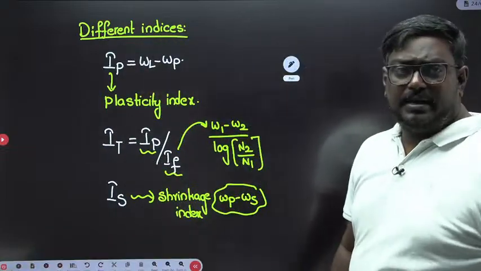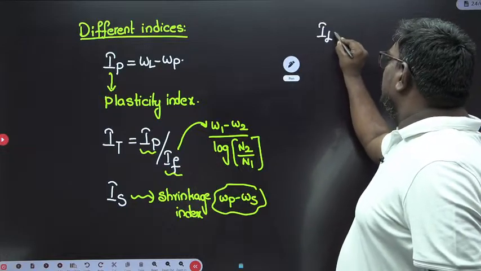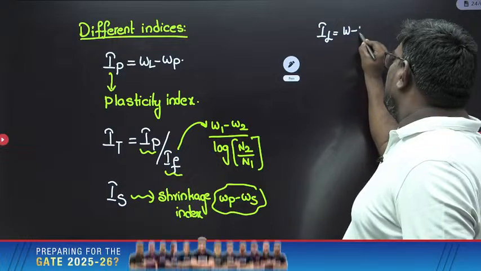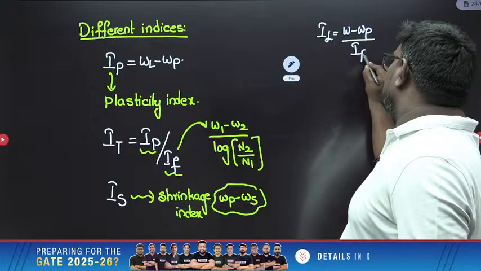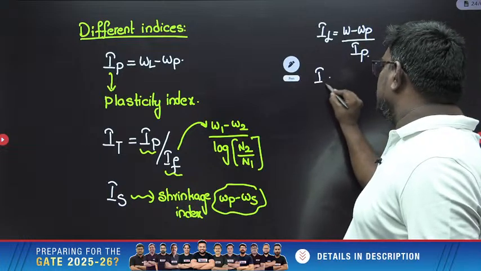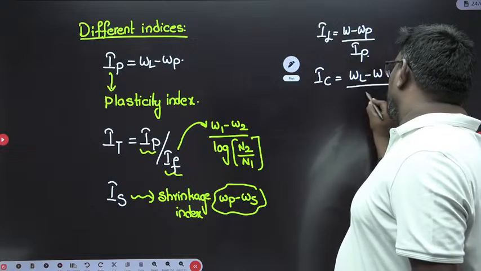Now, similarly, my dear students, we also have liquidity index. Liquidity index is given by the formula (W minus WP) upon IP. And next we also have consistency index. Consistency index is given by the formula (WL minus W) upon IP.